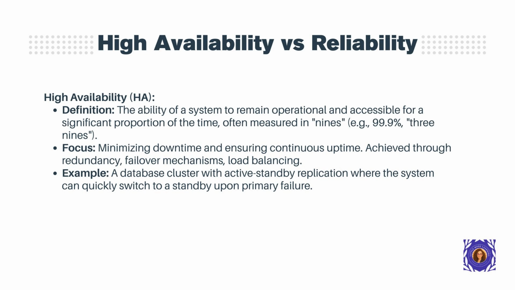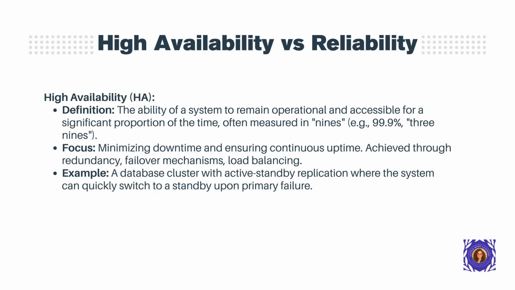High availability is about uptime, keeping your lights on. It's measured in those famous nines we always hear about. 99.9% availability means your system is down for about 8.7 hours per year. 99.99% availability means about 52 minutes of downtime per year. High availability is achieved through techniques like redundancy, failover systems, and load balancing.